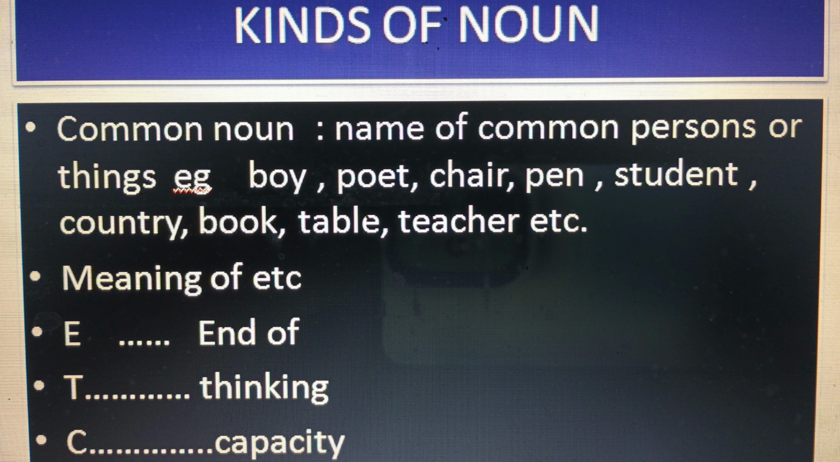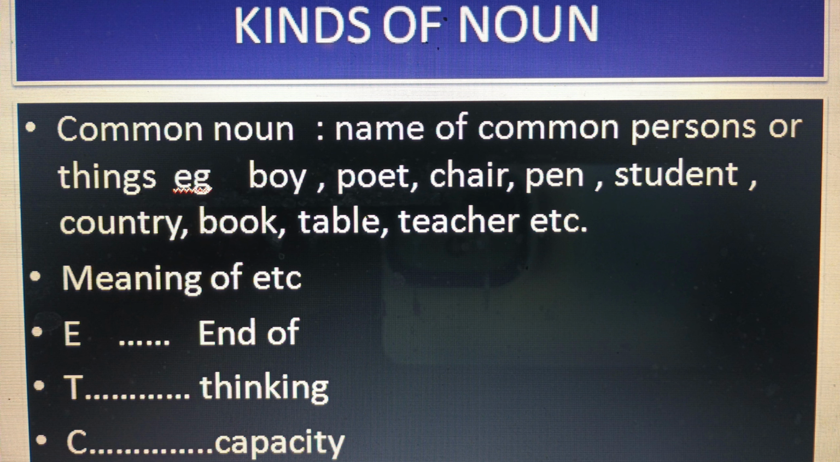Common, and you have the book, that is common, and you have table, that is common, and then you have sufficient examples, and what we write at the end is etc.